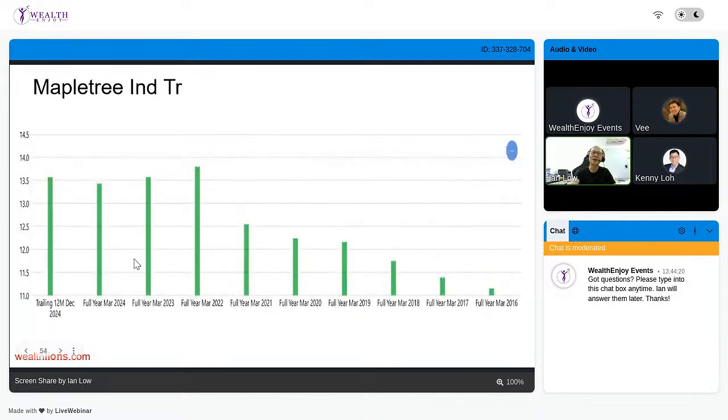Mapletree Industrial Trust, likewise, strong DPU, strong earnings. Kenny has correctly said it's noise. When Morgan Stanley had this report saying a 5% DPU fall this coming year, they predicted it because of the vacancy, assuming they cannot find a tenant. It's only a 5% DPU fall. Come on, this is noise. To me, it's noise. In the long run, it will outperform because I trust in the sponsor.